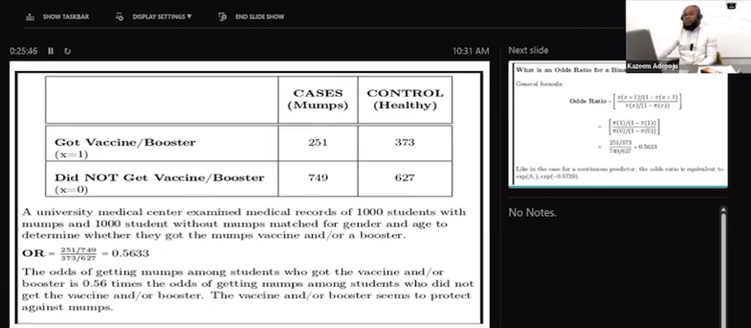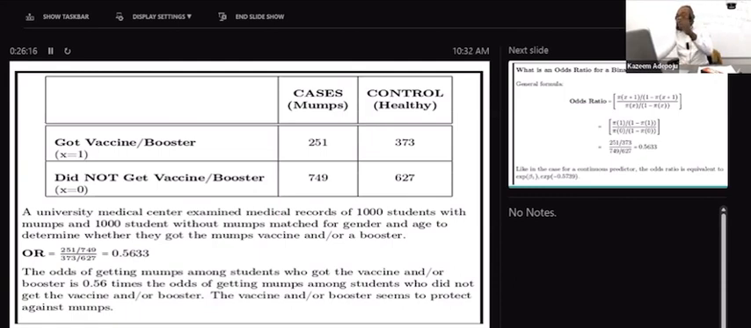Just if you find the odd ratio, you see 251 divided by 749. Among cases, we're looking at the odd of the vaccine against not getting vaccine. That would be 251 divided by 749. We got that one for the cases. We also go to get the same for the control, those who are healthy, right? And that will be 373 divided by 627. What is the odd ratio in general? We have a 0.5633. What is it meaning?